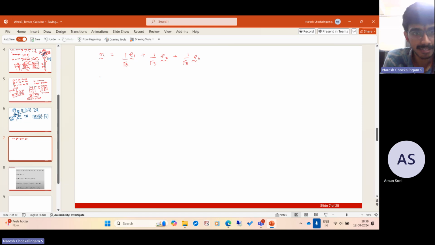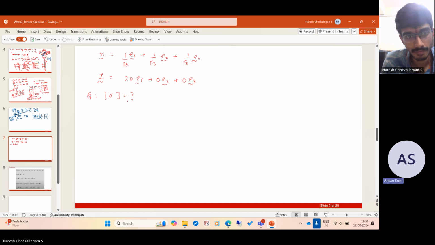And you said the traction is specified on this plane, is it? Yeah. So let us say the traction on this plane is 20 E1, that is, 20 E1 plus 0 E2 plus 0 E3. Now your question is, can we determine the stress tensor? The answer is no.